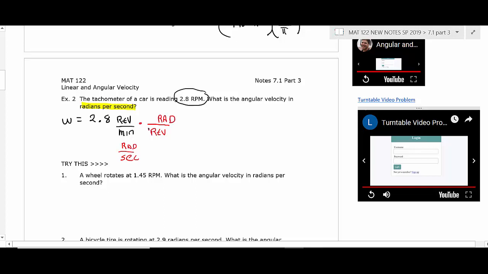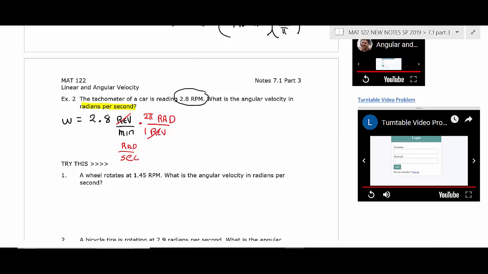And I want you to think about this. What did we learn? Every time you go one revolution around a circle, how many radians is that? Remember, pi radians is 180. What's one full rotation? Right, that's 2 pi radians. So by doing that, the units cancel out. Now I'm in radians per minute.